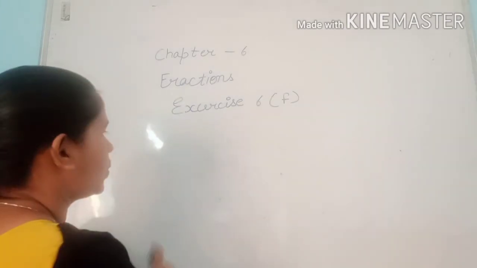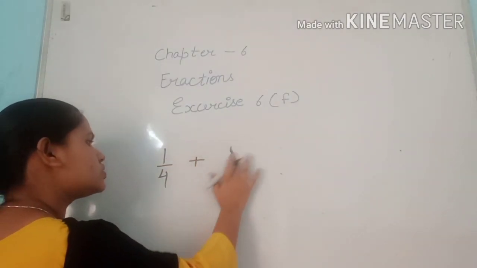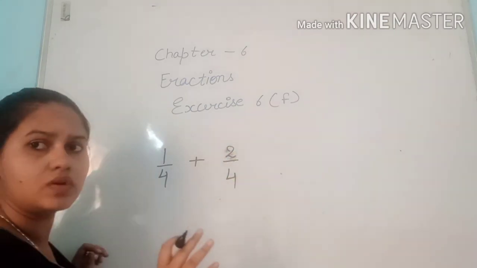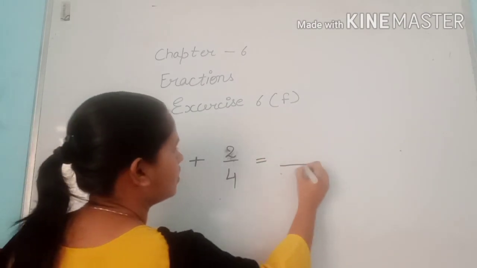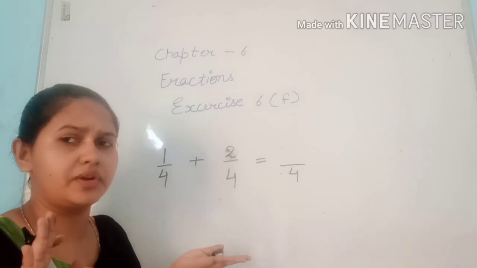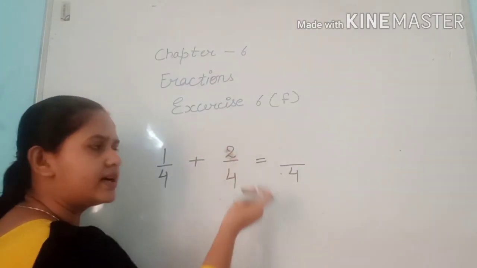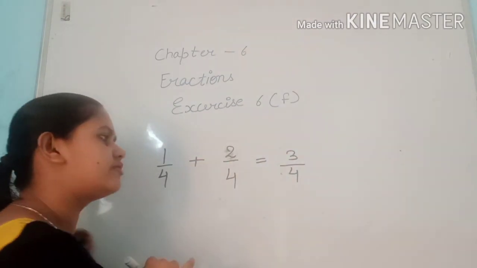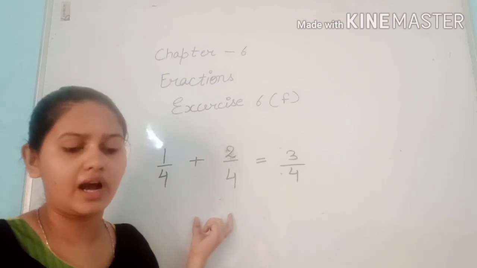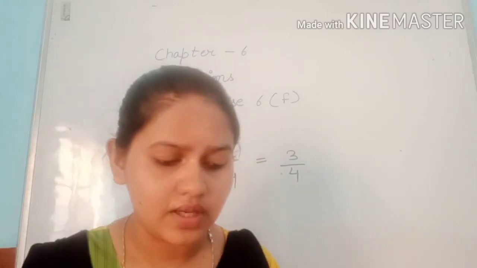If there is 1 by 4 plus 2 by 4, you can simply see the denominators are the same, so we will take 4 here, right? Now what we have to do, we have to take only the numerators and plus them. How will we plus them? 1 and 2 become 3. So here is our fraction, 3 by 4, the answer by adding them, right? Now you can understand the first part of your exercise G, right?